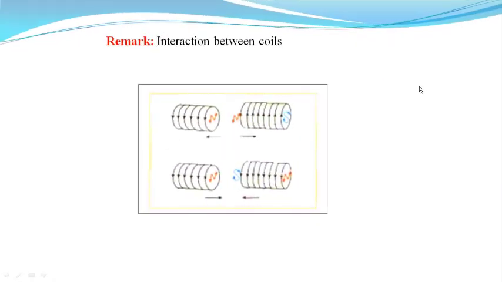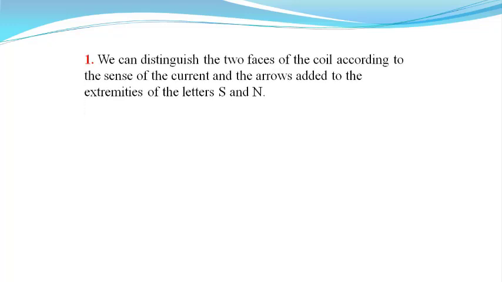Remark, since the coil acts as a magnet, there is interaction between coils. The like faces repel each other and unlike faces attract each other. In order to distinguish the two faces of the coil, we have three different methods. First of all, by comparing the sense of the current and that of the arrows added to the extremities of letters S and N.